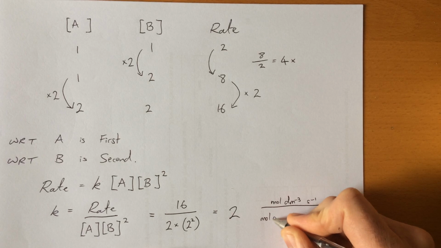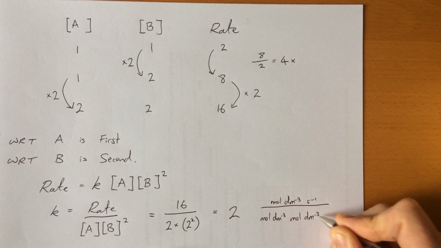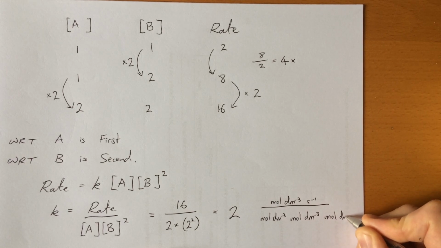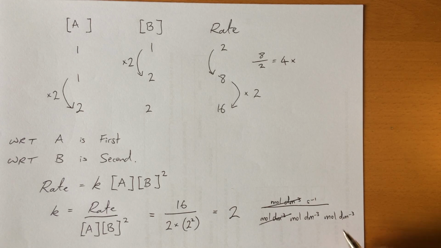Concentration of A, moles per decimeter cubed. Concentration of B, moles per decimeter cubed squared. So there's 2 lots of that unit. That's going to cancel with that. So moles per decimeter cubed still on the bottom line.